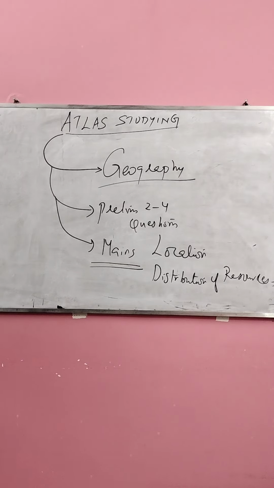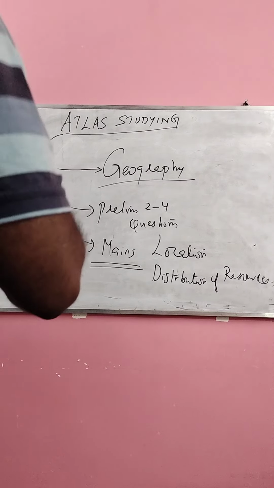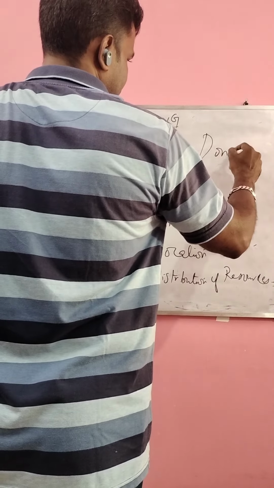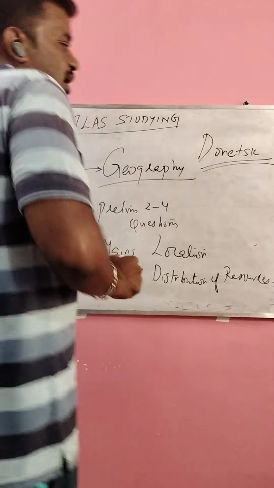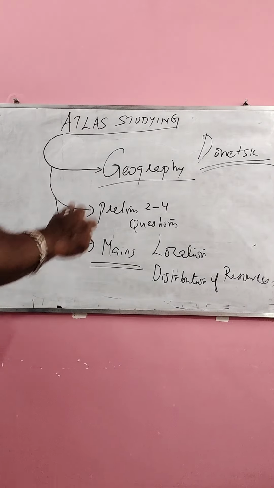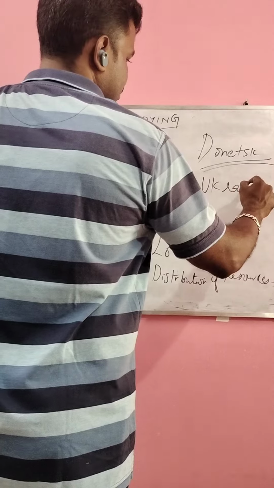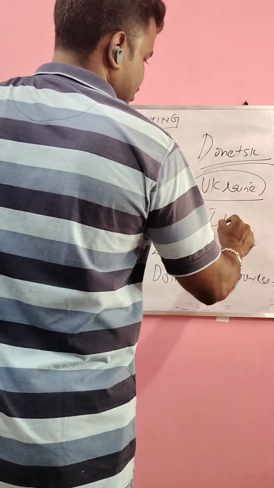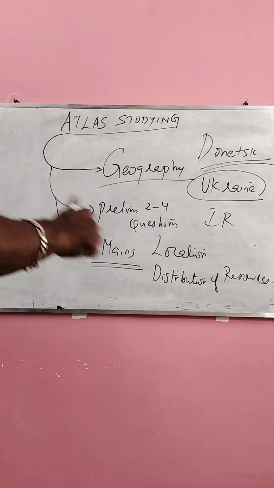Many students have a wrong understanding about atlas studying. They will take the atlas to find out the location of each and every place when they study current affairs. If a place comes in economic subject, they will check. If any city comes up in international relations, they will check. You need not do like this. For example, the place called Donetsk is often discussed regarding the Ukraine-Russia war. Donetsk is a region in country Ukraine. Subject is international relations. You need not immediately take the atlas to find out Donetsk.